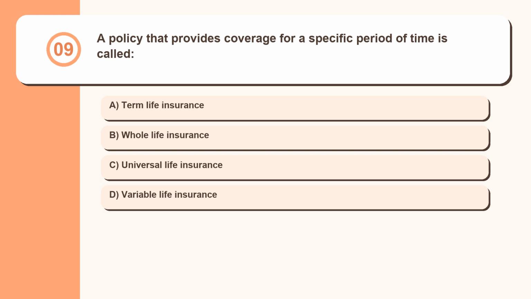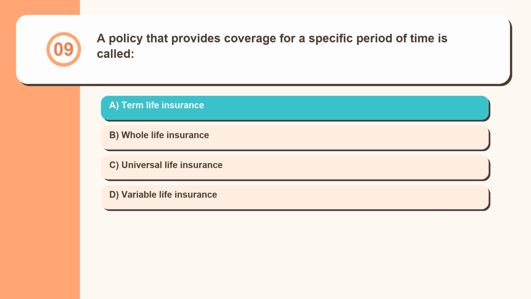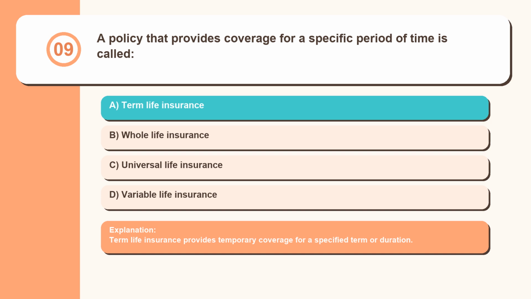Question 9. A policy that provides coverage for a specific period of time is called term life insurance, whole life insurance, universal life insurance, variable life insurance. Term life insurance provides temporary coverage for a specified term or duration.